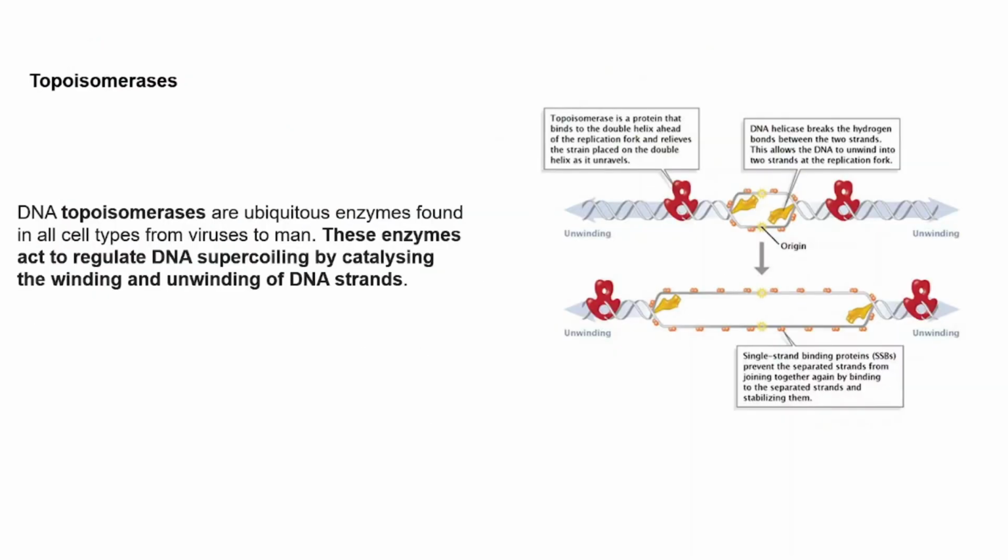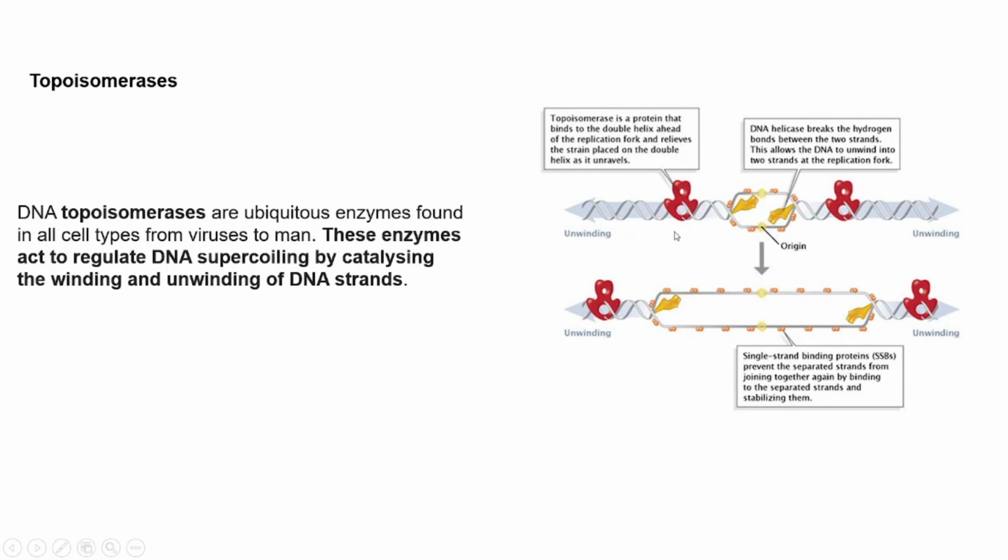So DNA topoisomerases are very ubiquitous enzymes. They are found almost everywhere, and they are found in all cell types from viruses to man. So ubiquitous means they are very prominent in various structures. So they are even found in viruses, and they are found in humans. So these enzymes act to regulate DNA supercoiling by catalyzing the winding and the unwinding of DNA strands.